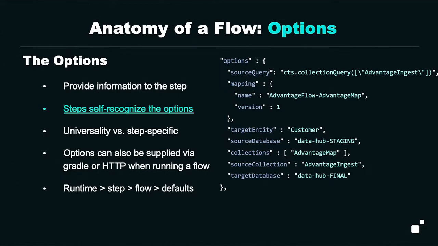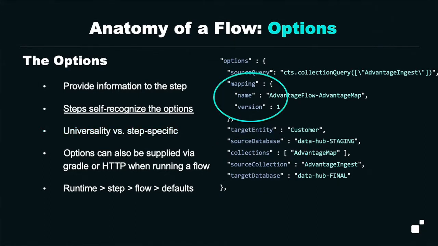This also means if you pass in information that is missing or is invalid, the step will throw an error to you. We have some universal options and steps, such as source database. You saw Mike setting this earlier. Collections, advantage map. This is when it gets processed, it'll be tagged with the advantage map collection. The source collection that we drew it from, this is the collection that Mike picked out there, the advantage ingest, and the target database. Where am I going? Simple, right? These are available in all steps.